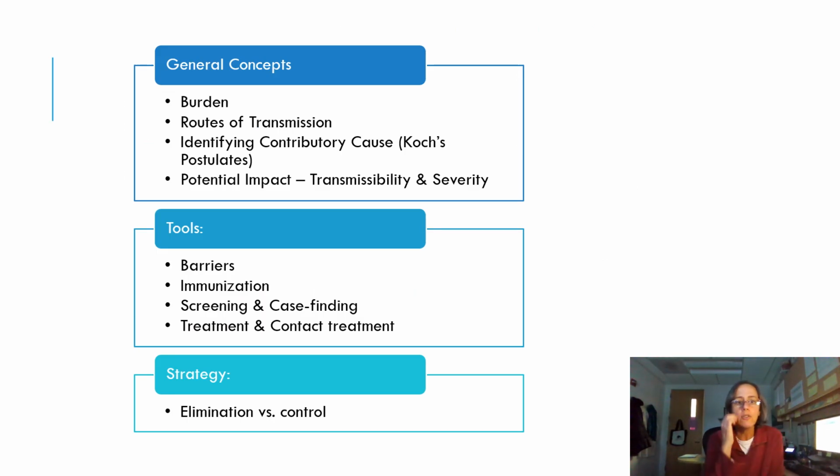All right, so for general concepts, we've now talked about burden, routes of transmission, how we identify contributory cause, Koch's postulates, and then potential impact. So that depends on the transmissibility, how contagious it is, what's its R0, and how quickly can it spread through the population, what's that latent period, and then the severity of the disease that it caused. So if you do get infected, what's the likelihood that you're going to get very sick or die?